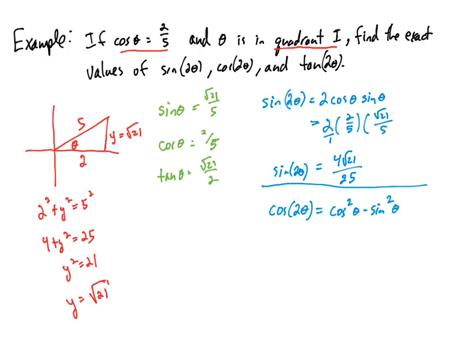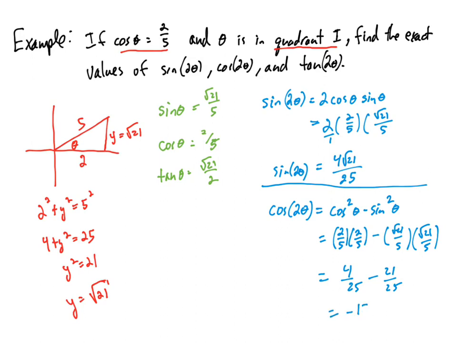Okay, so let's use cosine squared of theta minus sine squared of theta. Well, cosine squared of theta just means cosine of theta times cosine of theta. So that's going to be 2/5 times 2/5 minus sine squared of theta. That's just sine of theta, square root 21 over 5, times square root 21 over 5. So multiplying that out, I get 4 over 25 minus square root 21 times square root of 21 is 21. I get negative 17 over 25.